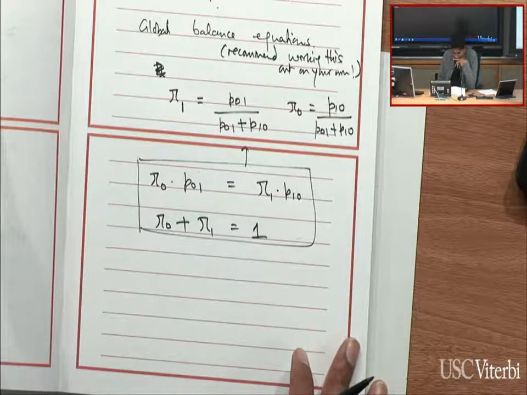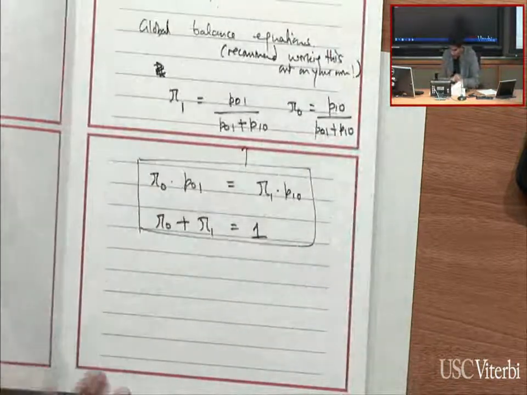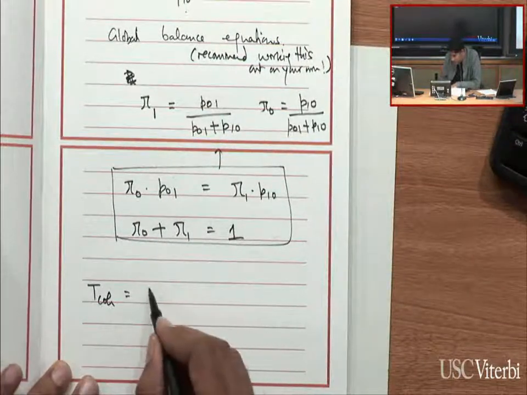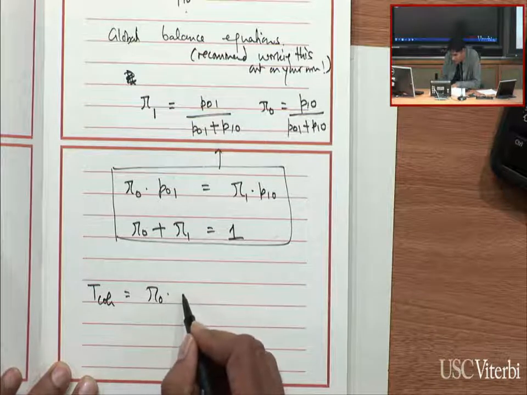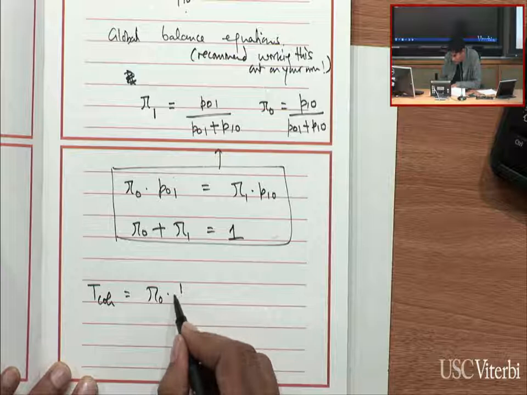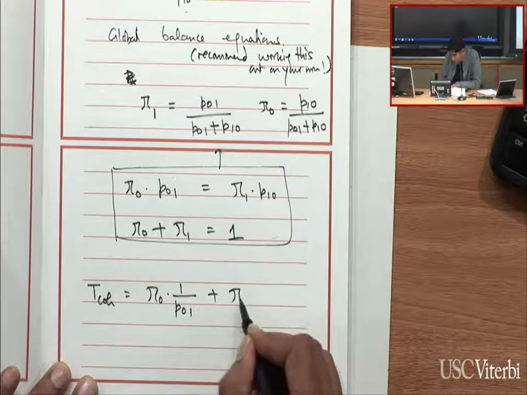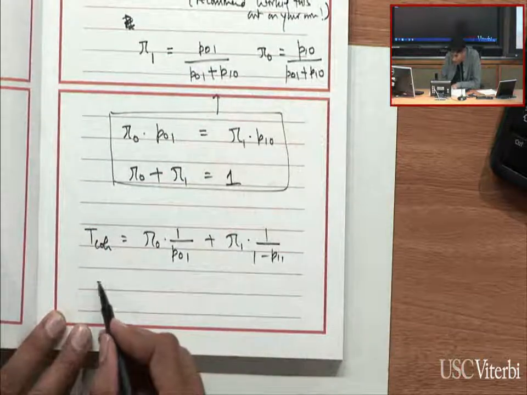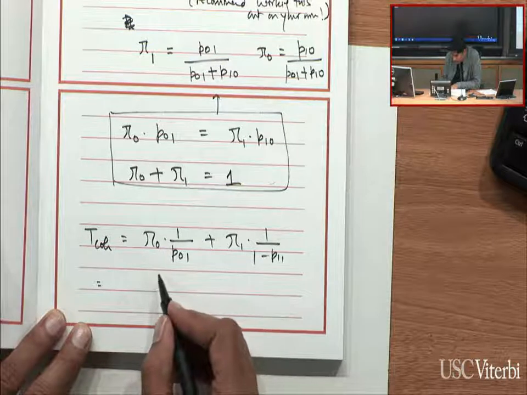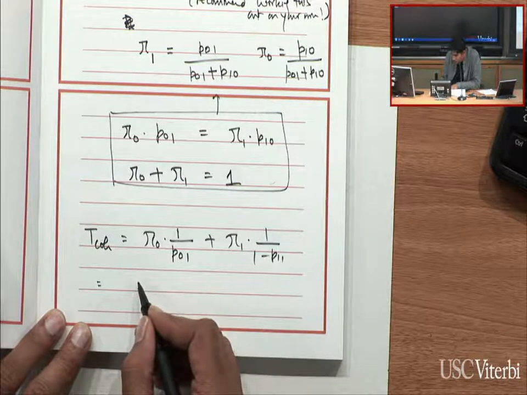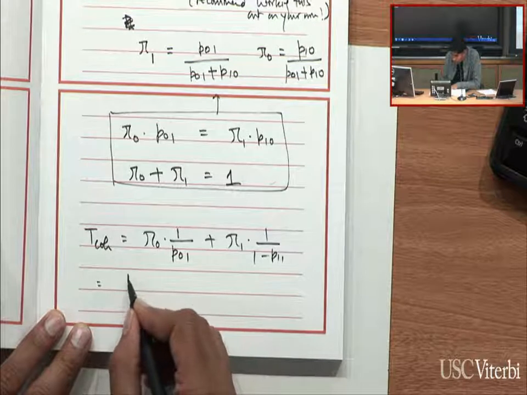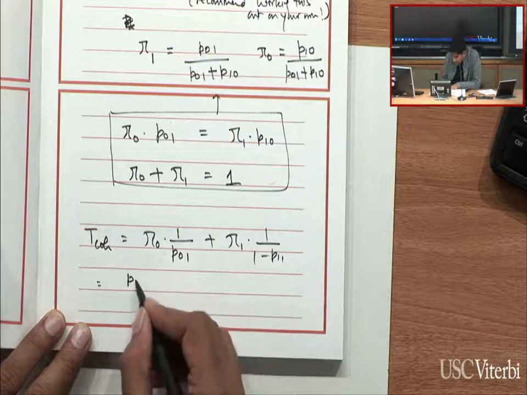So we have these equations. We had the equations back here. So with all of that, we can conclude some definition for coherence time for this model is going to be pi 0 times 1 over P01 plus pi 1 times 1 over 1 minus P11. And if I put it all together, we get pi 0 itself is P10, which is 1 minus P11. Okay, let me just leave it in this form. It'll be easier.